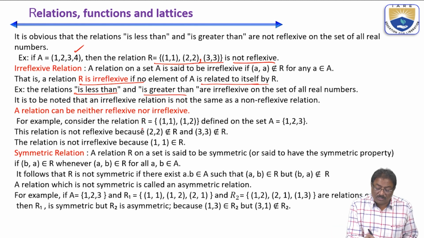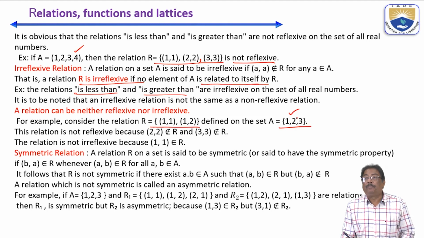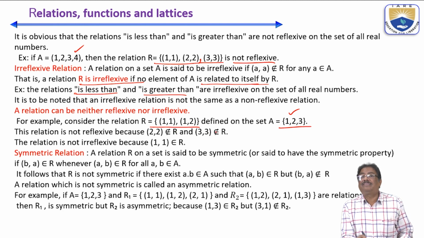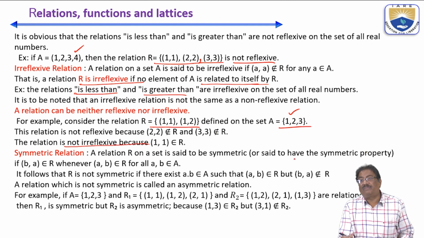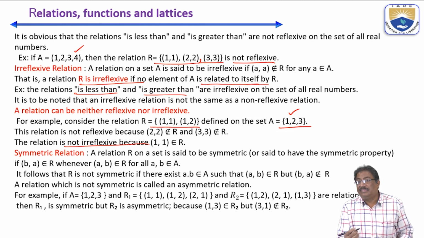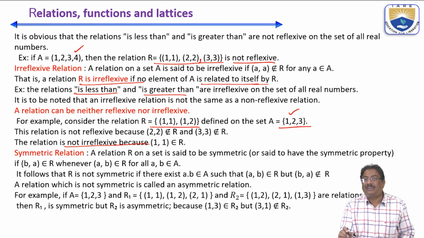Suppose I consider a relation defined on the set {1, 2, 3}, where (1, 1) is there, but (2, 2) is not there and (3, 3) is not there. Then we can say that it is not irreflexive, because (1, 1) is there. So this relation is neither irreflexive nor reflexive.